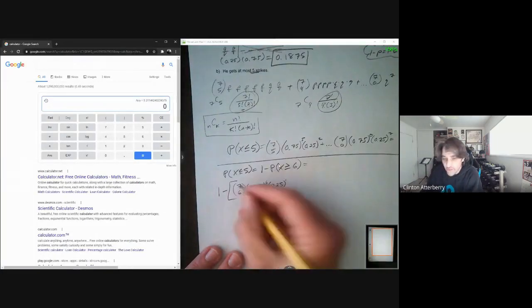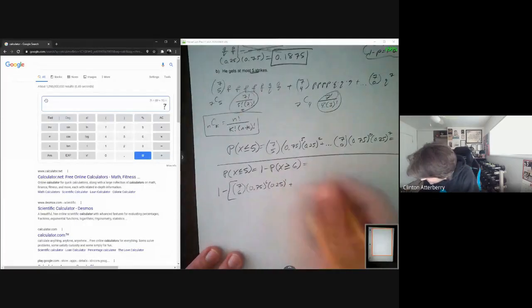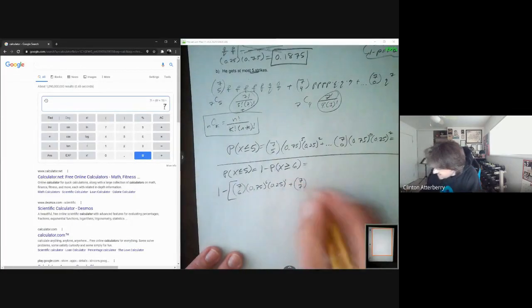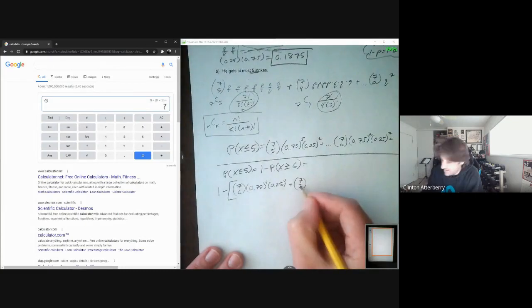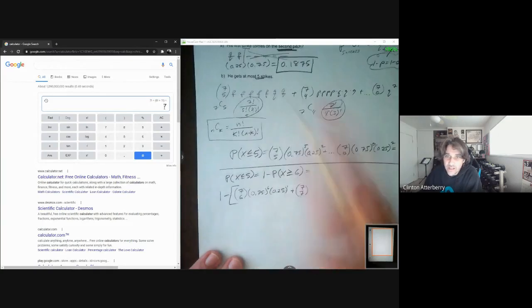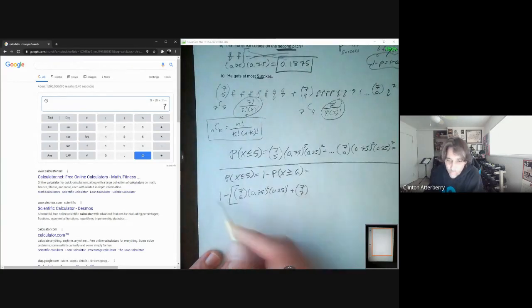So by doing 7 choose 6, which would be 7 factorial divided by 6 factorial times the difference, 1 factorial, gives me just 7. Okay? And I'm going to add that to 7 choose 7. Okay? Remember, I don't want 6 strikes. I don't want 7 strikes. My question said at most 5 strikes. So I want to calculate those and then take them away from 1.